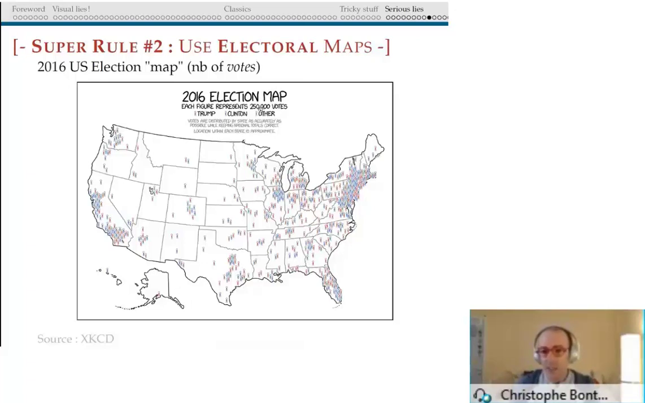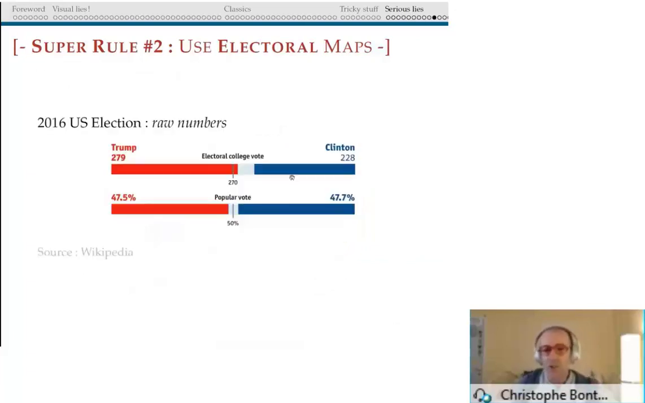So this represents also the election. And here you don't see a majority of red or a majority of blue. You see a country that is even. And in fact, the result is this one in raw numbers, and you know that. I mean, the blue won a little bit in terms of votes, and the red in terms of the electoral college. So once again, the design of a map is really important.